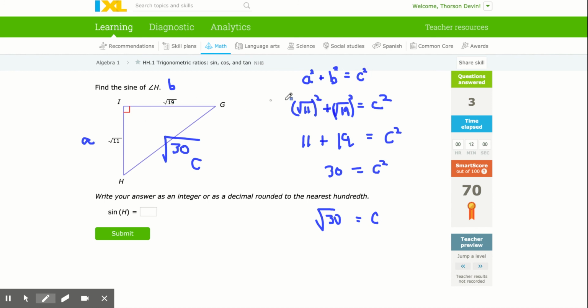Now, these were square roots. So when you square a square root, it cancels. The square root and square cancel, leaving just 11. The square root and 19 and square cancel, leaving 19. Add 11 to 19, we get 30 is equal to the C squared. Square root that. So this hypotenuse length is square root of 30.